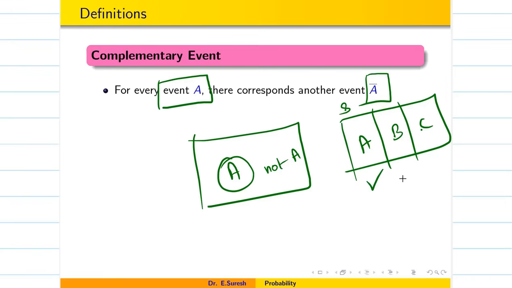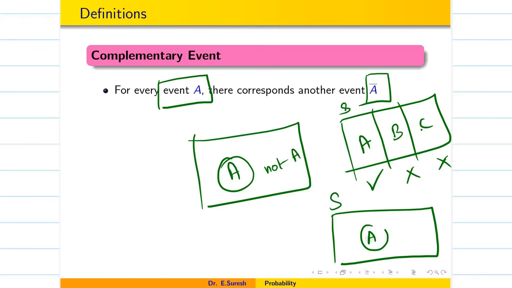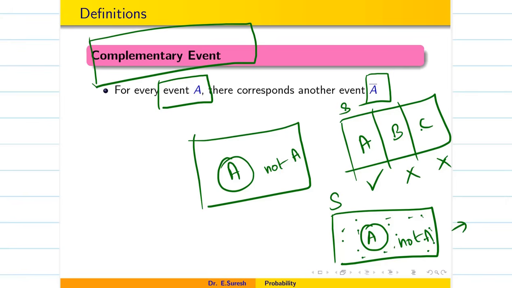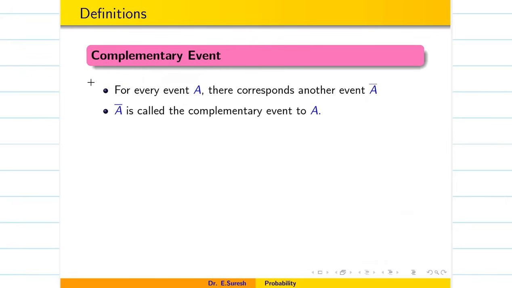That means if you watch A, you always miss B and C. You take something, you miss something. So how can I define a complementary event in the whole sample space? This is my A and the remaining data which I miss is called not A. This not A is going to be named as the complementary event, guys. Okay, so A bar is also called complementary to A. It is also called not A.